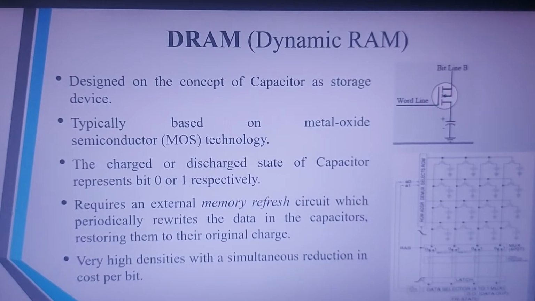But here this capacitor starts discharging when current is not supplied. So even if you are storing a value in the capacitor, it may lose the value after some time. So to make the cell retain the data stored in it, we need to refresh these cells frequently. The period for which the capacitor stores the data, or the frequency at which we need to refresh these cells, is called the refresh cycle.